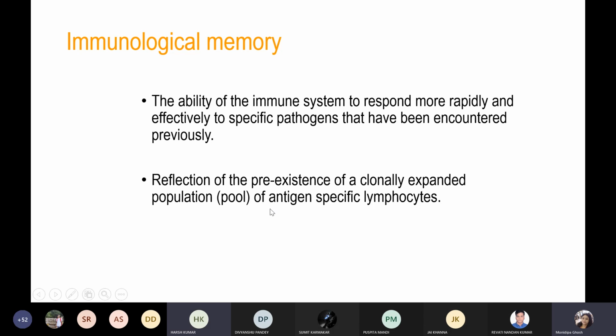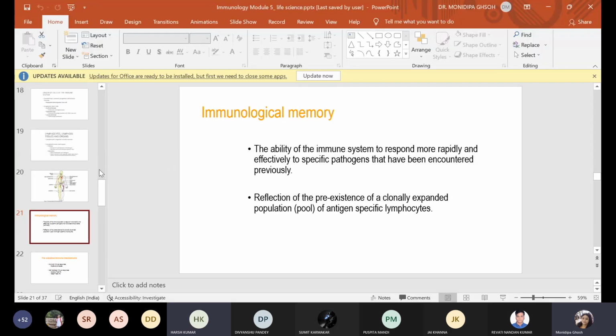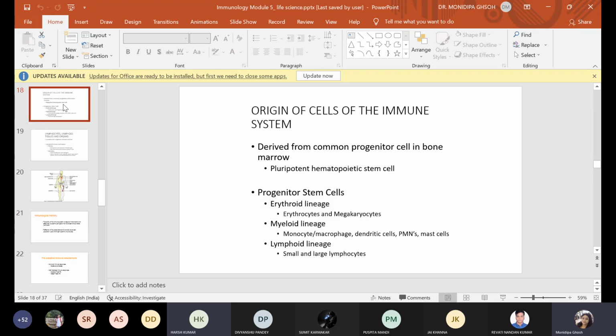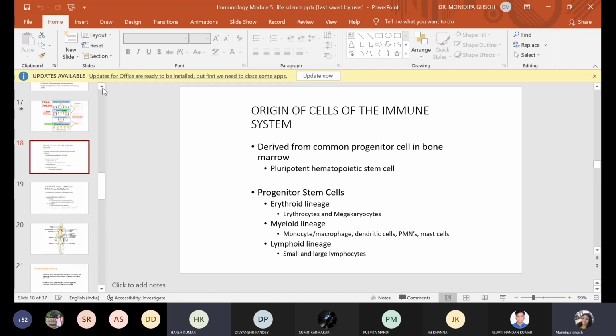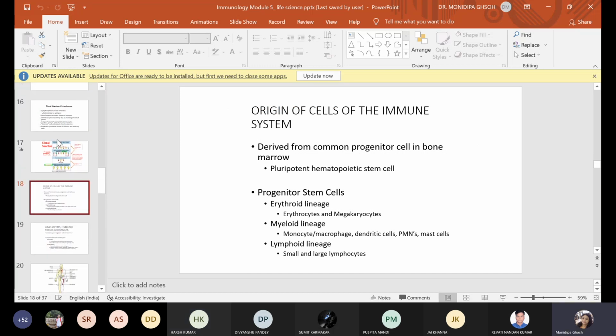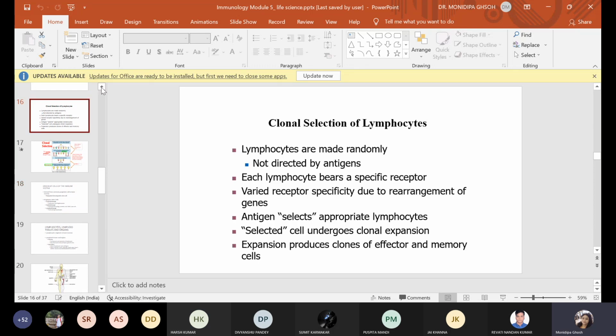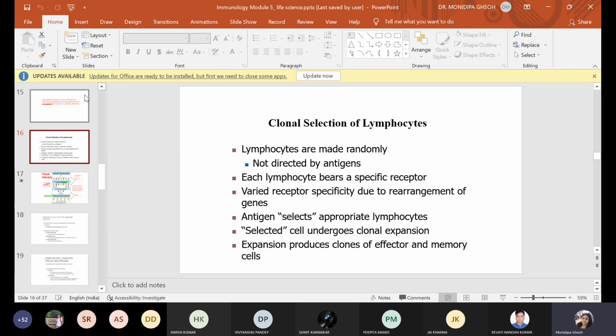Ma'am, in the previous class we did it till vaccination protects us from infection, that part, like slide number 16 or 17. We didn't do the clonal selection section. I was searching the previous recording, but I couldn't find any class recording. Why are they not there? I can't understand.